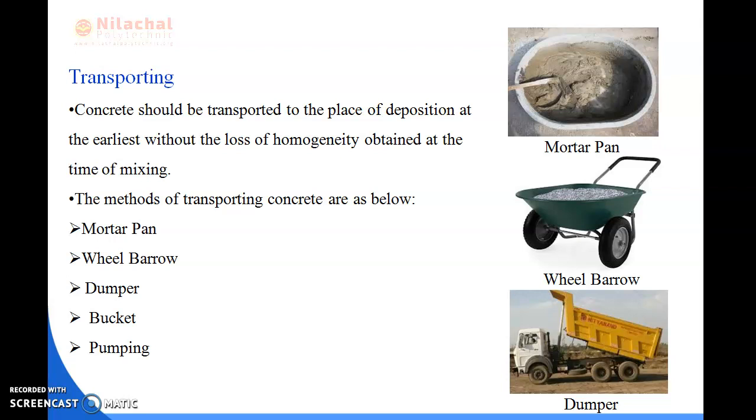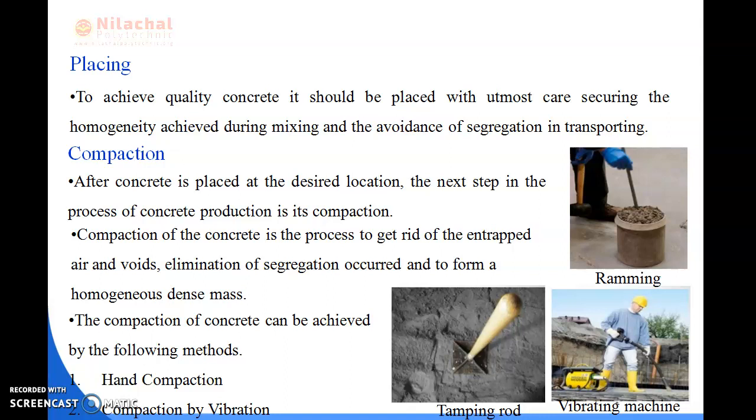So the concrete should be transported in a better way where there is no segregation of the aggregates. Under no circumstances should water be added to the concrete during its passage from the mixer to the formwork. Okay. Next, after the transporting method is completed, we have to do the placing method. To achieve quality control, it should be placed with the utmost care, securing the homogeneity achieved during mixing and the avoidance of segregation in transporting.